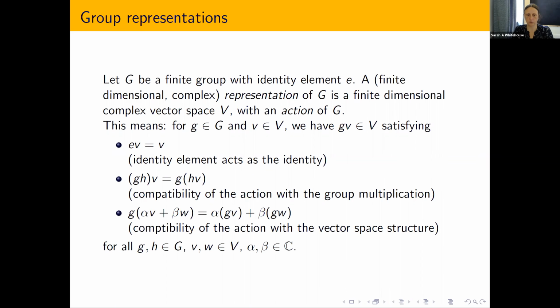Okay, and then finally, there's another thing which says that the action should be compatible with the vector space structure of V. Or another way to say it would be that each element of the group should act linearly on the vector space. And that's what's expressed in this final bullet point of the definition of an action. So g acts on a linear combination alpha v plus beta w, sending it to alpha g of v plus beta g of w. So it's respecting the addition and the scalar multiplication of the vector space. In other words, it's acting linearly. So this is the definition of a group action on a finite dimensional complex vector space, and that is what a finite dimensional complex representation of a group is. It's such a vector space with an action with these compatibility conditions.